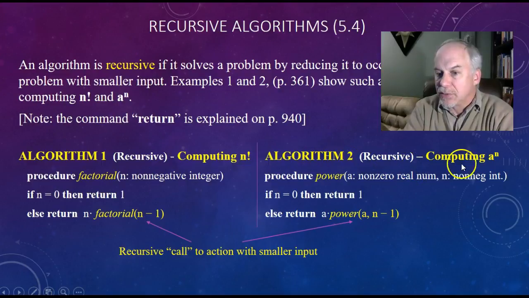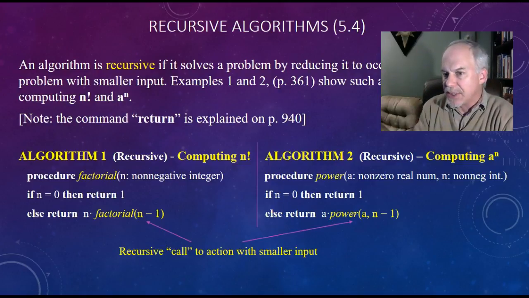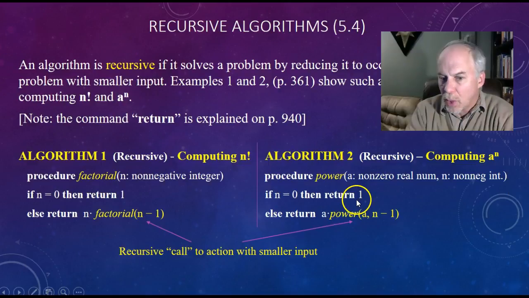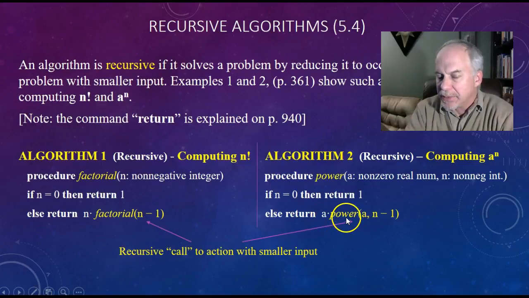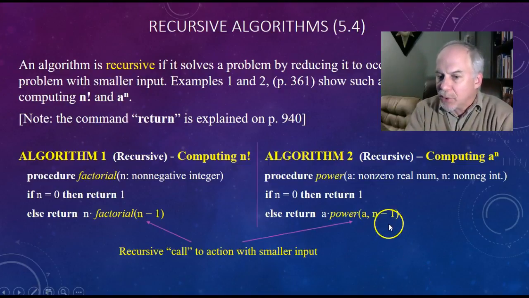Algorithm 2 is recursive, and it's for computing a to the nth power. It says procedure power, and it brings in two things: the base, which is a, and n, which is the exponent. So it will repeat this process until the exponent is down to 0, and then it'll return a 1 there. Otherwise, it returns a times the procedure itself called with a lower value for n. Instead of n, it'll do it with n minus 1.